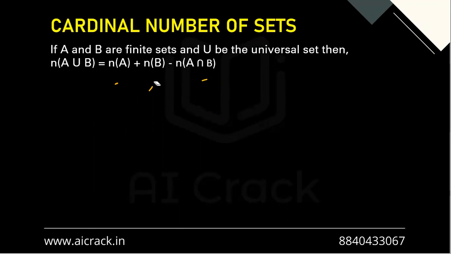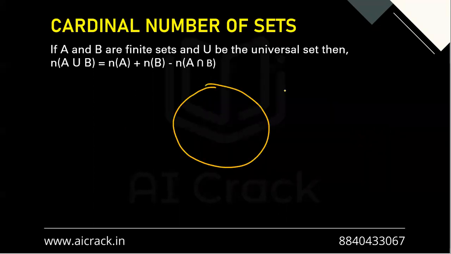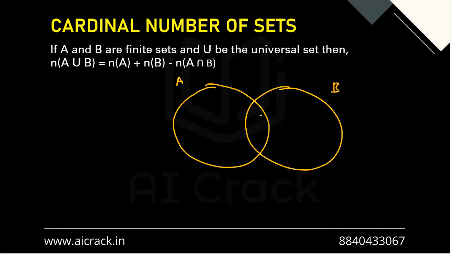Now why I'm saying that, let's look at A union B first. This is A, this is B. Now we know that this region contains elements which are common to both A and B, right? And to present it in a set format, we'll have to write them just once. We cannot write them twice if we have to present A union B.